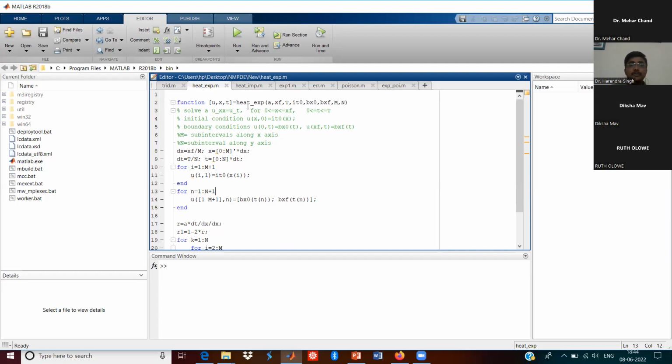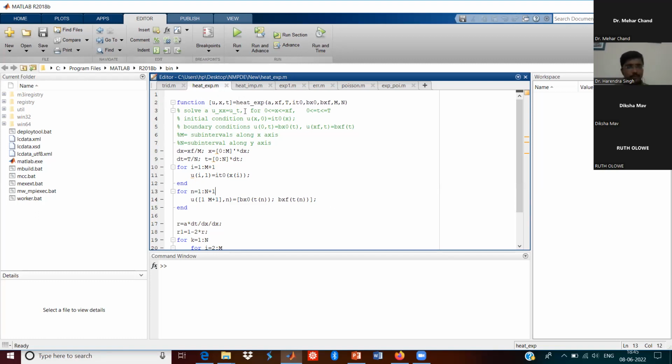It is not necessary to write heat explicit; you can just write heat and save the program with the name heat. But for easy remembering, I have written exp meaning explicit method, and heat meaning I am going to solve the heat equation. You can write another name, even your own name, but be careful that when you save this program, you use the name you have given here.